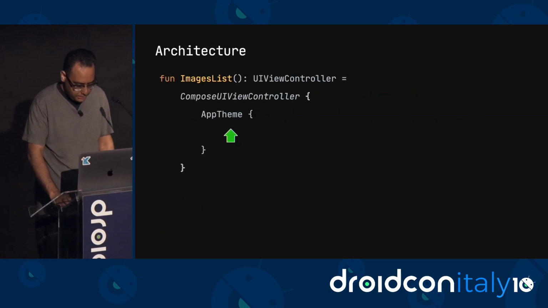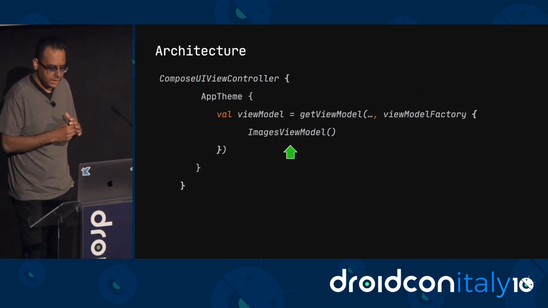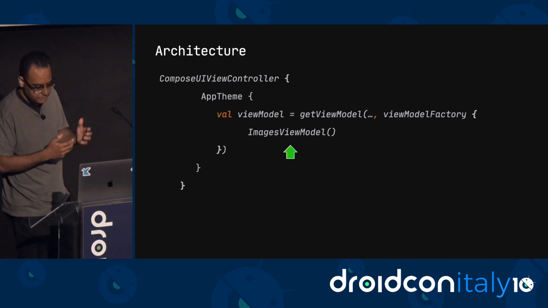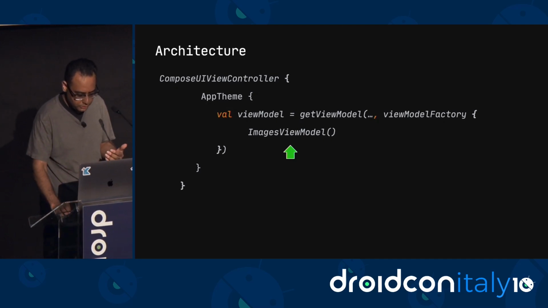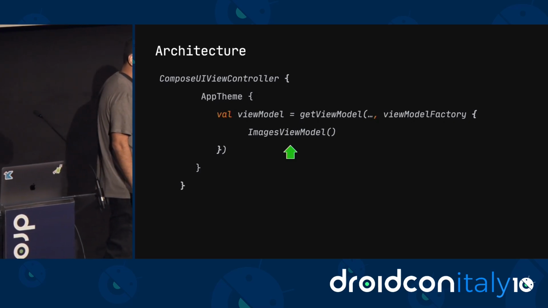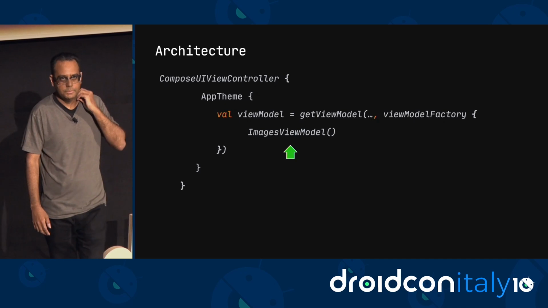So in my app theme, the way I create a view model, get an instance of it, is that there's a Molecule provides get view model, and it provides me with a view model factory where I'm going to create an images view model. And over here is where I talk about DI. It can be a controversial topic. It shouldn't be controversial, it's a simple concept.